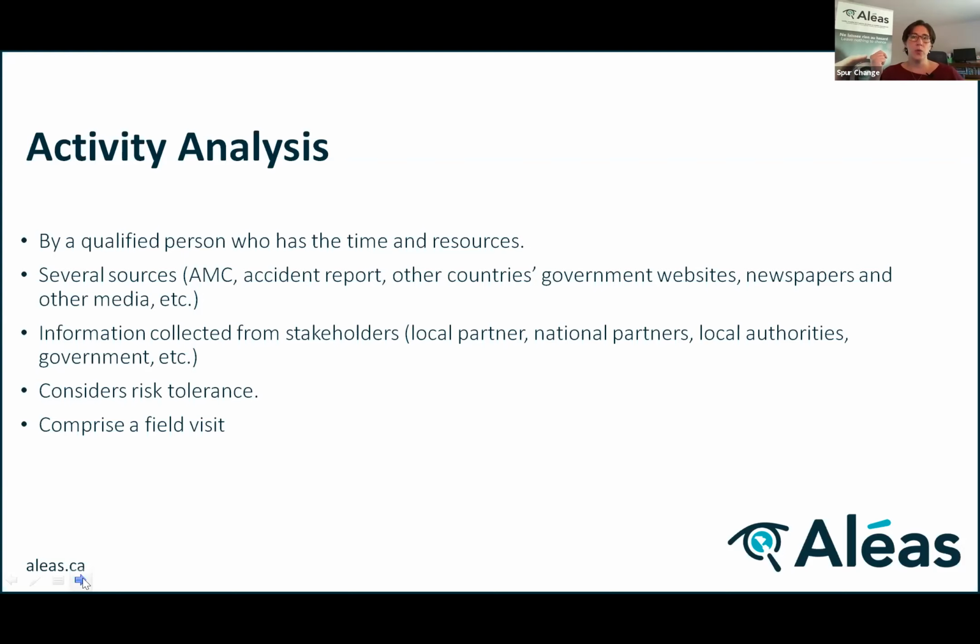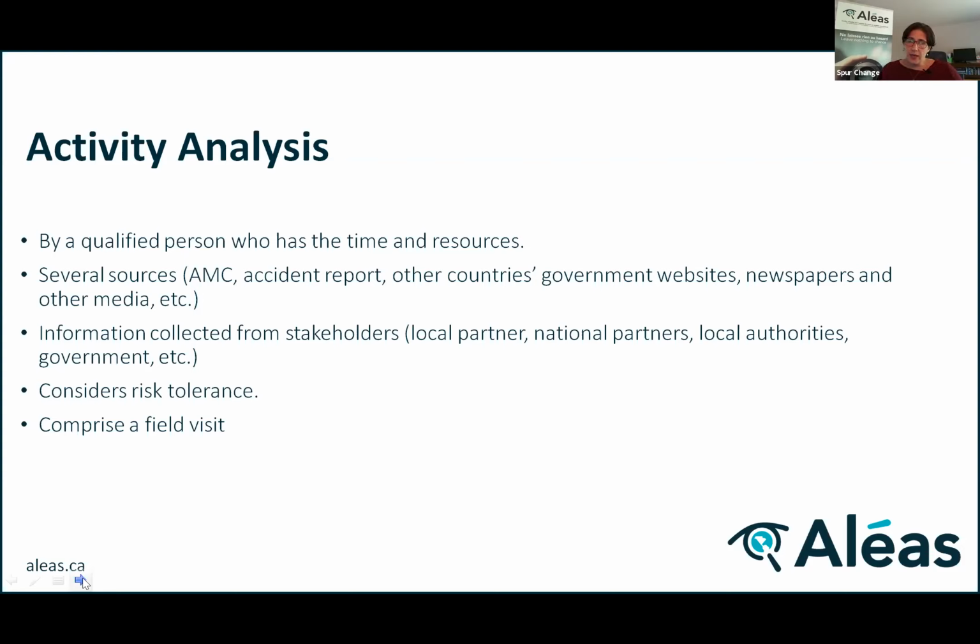So we've provided you with a list of sources. If you open up your tools, you'll see that. There's the source's name, and there's the website and a brief description. And towards the end of that document, you also have sources that are related to COVID. So those are great sources for you to start working with. Other than documents and reports, you want to collect information from stakeholders, so local partners, national partners, even other organizations that work in the same area as you in the field. You want to consult local authorities, government.